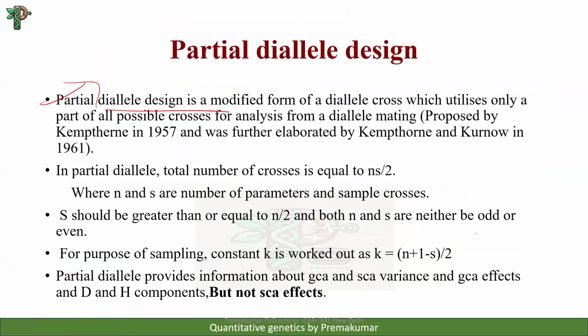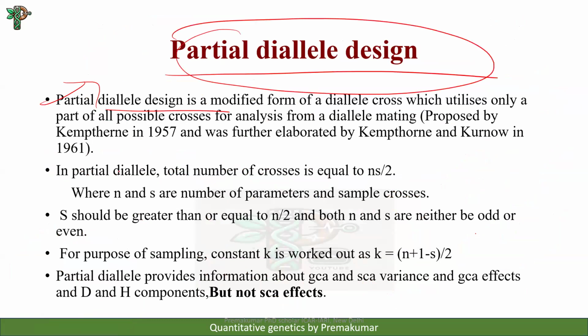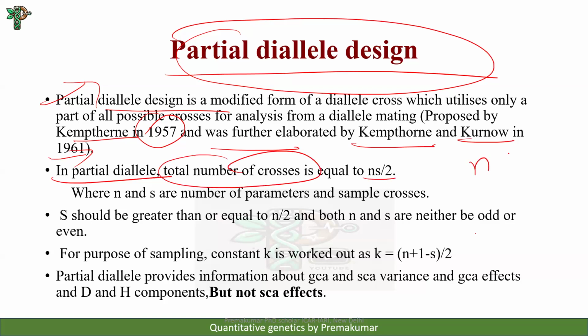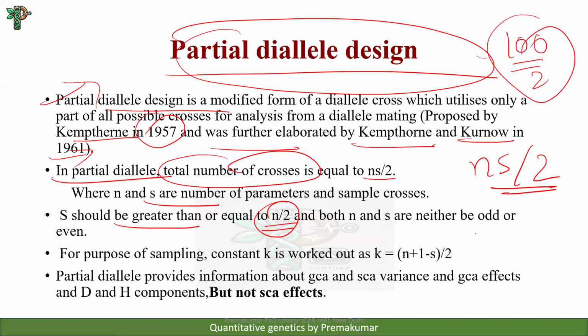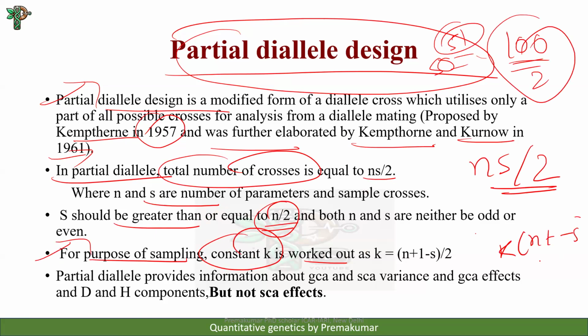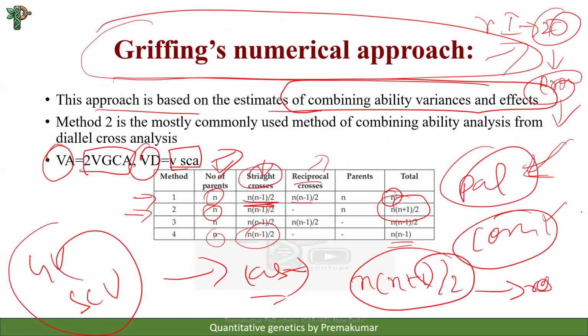Then another design is called the partial diallel design. It was actually proposed by Kempthorne in 1957 and first elaborated by Kempthorne and Curnow in 1961. In the partial diallel, the total number of crosses is equal to ns by 2, where s is the sample number. Okay, s should always be greater than or equal to n by 2. For example, if you have 100 n, you divide it by 2 and get 50, which means you can use 51. Then for the purpose of sampling, the constant k is worked out as k is equal to n plus 1 minus s by 2.